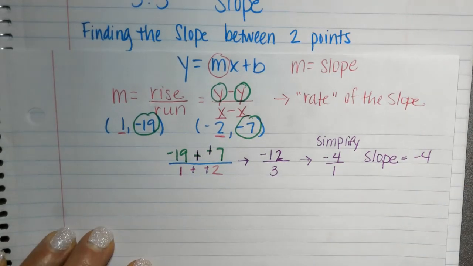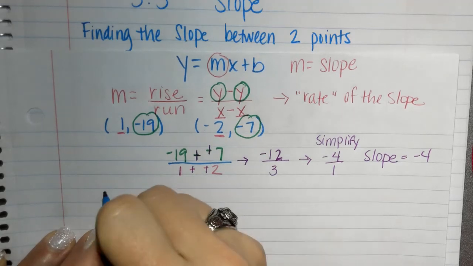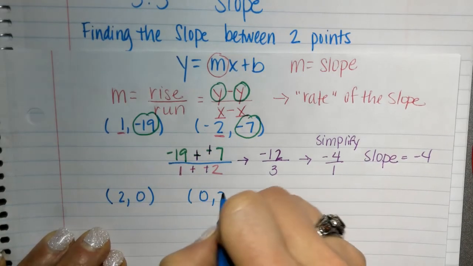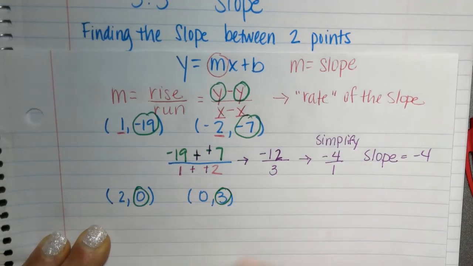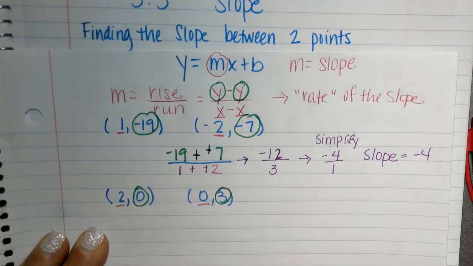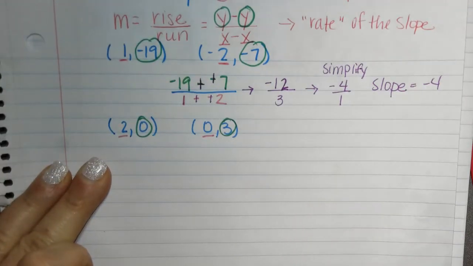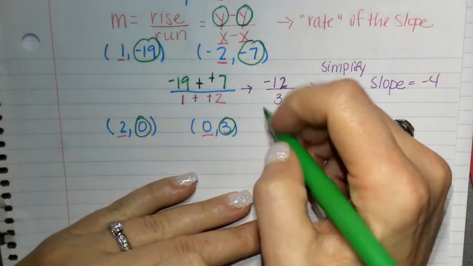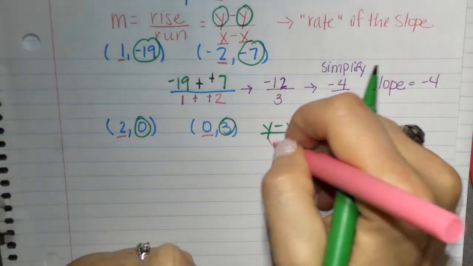All right? Let's do another one. What about if I gave you this point, (2, 0), and (0, 3) is your other point. Just till I get used to it, I'm going to circle my y's. I'm going to underline my x's so I can know who pairs with who. And I'm going to go ahead and write those out in my formula. So again, it's y minus y over x minus x.